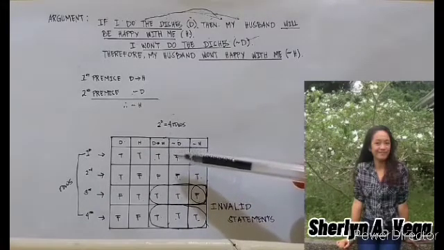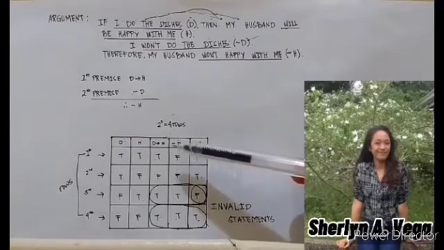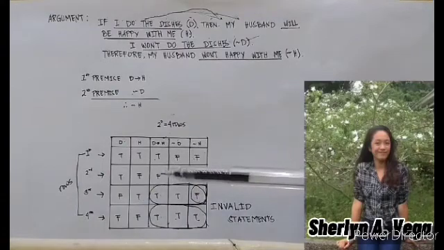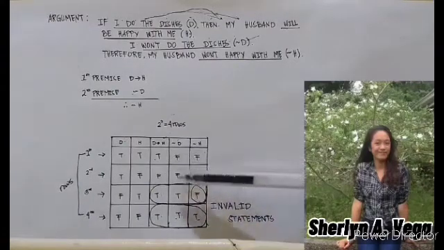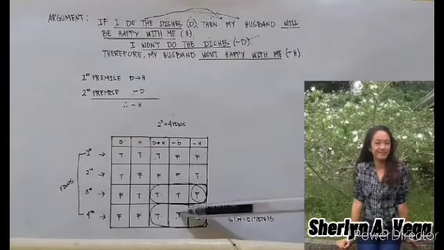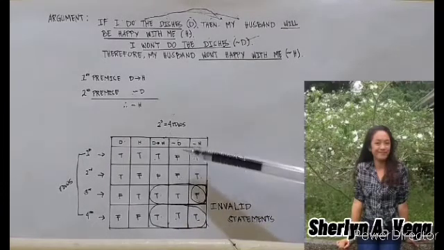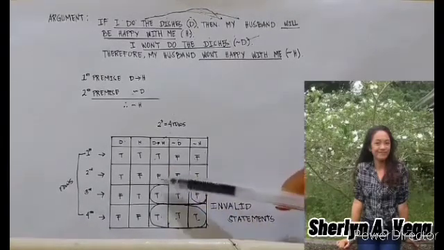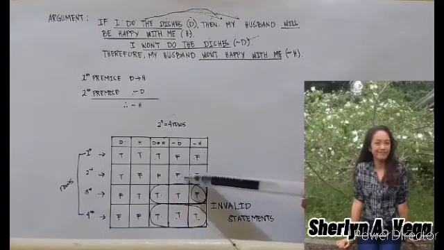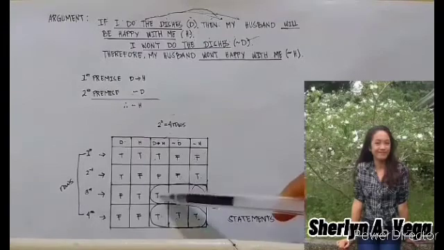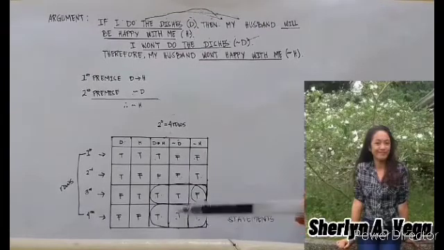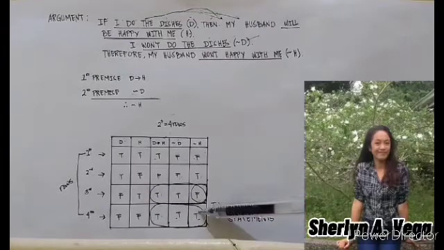And our second premise is not D. So this is a conditional statement where D is the hypothesis and H is our conclusion. So we have here false, false, true, true. And the last is our conclusion, not H: false, true, false, true. So this is the last.